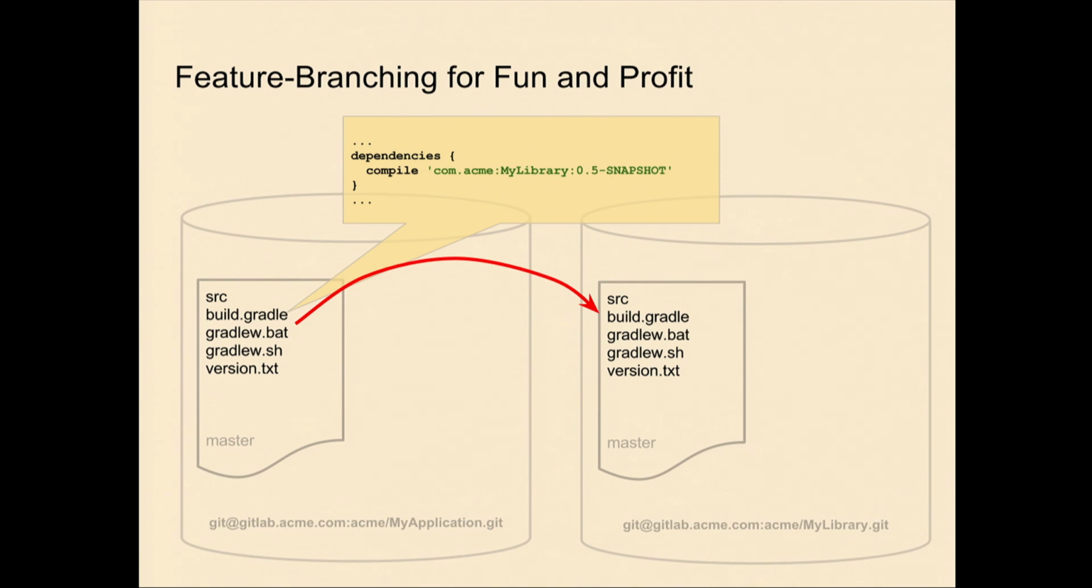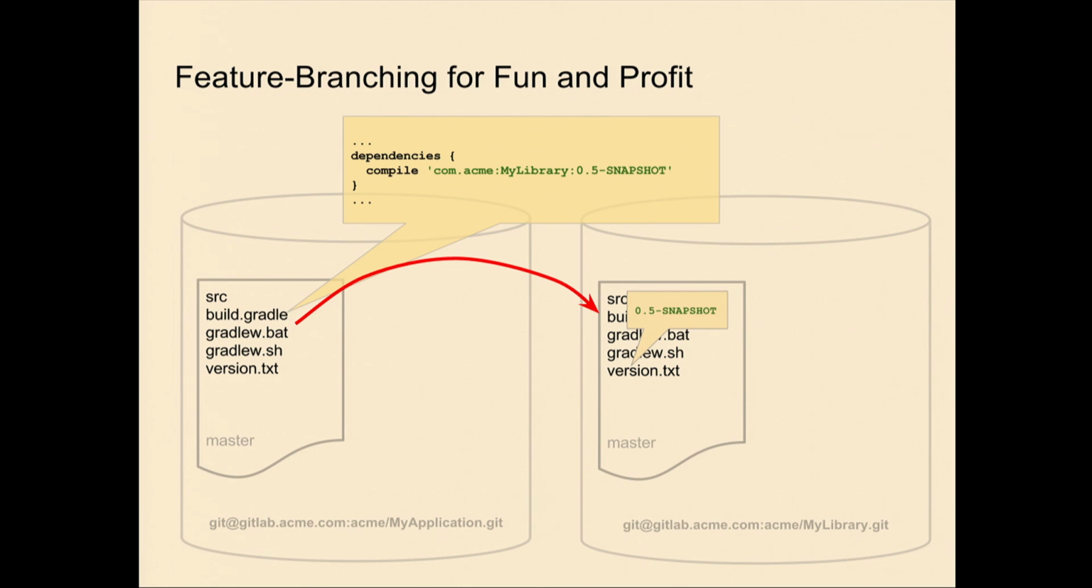And the master will depend on some other repository. So the first repository is application, the second repository is library, and as things would happen, it would depend on the code which is in the master branch of the library. And the version will be 0.5 snapshot, right? It's defined in version.text, as many projects do.